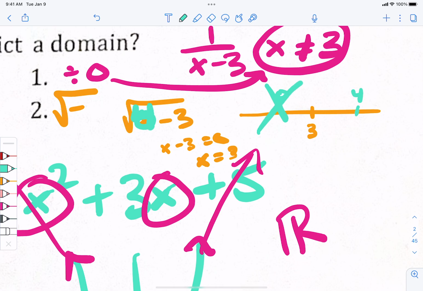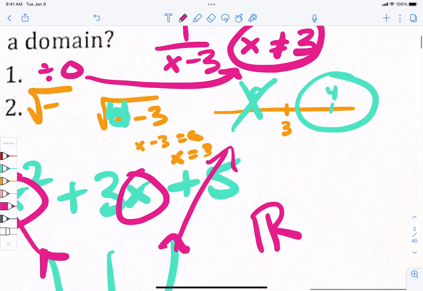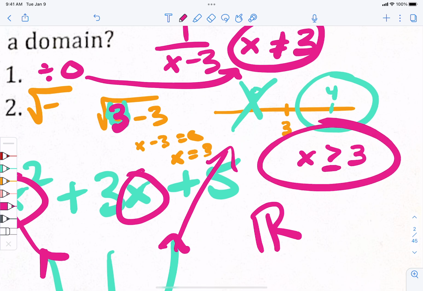But if I plug 4 in, 4 minus 3 is 1. Can you take the square root of 1? Sure. So for this, you're going to actually have a domain that looks more like x is greater than 3, rather than x is not equal to 3. But can it be equal to 3? Can you plug 3 in exactly? 3 minus 3 is 0. Can you take the square root of 0? Yes, right? So it would be greater than or equal to 3.